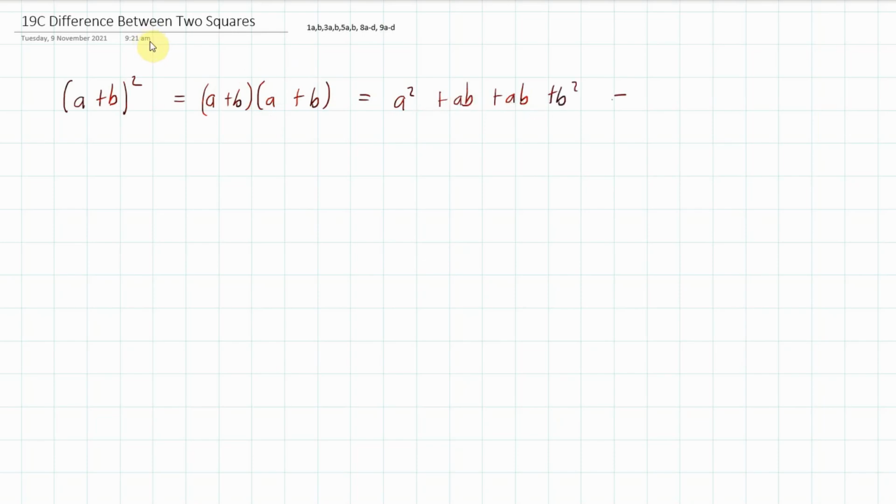Now we can simplify this whole thing. We can gather our like terms. You see we've got these two are the same, so we can say we've got two of them. Okay, so that's that one.